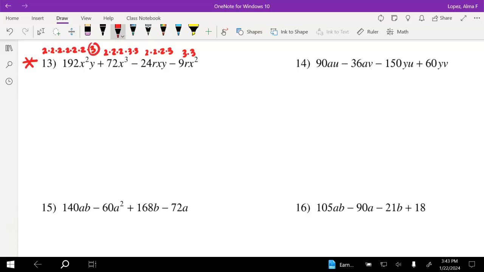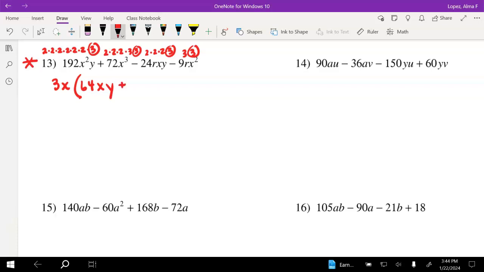Now, all of them have a 3 in common. And it looks like they all have an x in common also. So my greatest common factor is 3x. When I factor the 3x out of the first term, it's still going to leave behind all those 2's, which multiply out to be 64. I'm going to have one x left over and y.